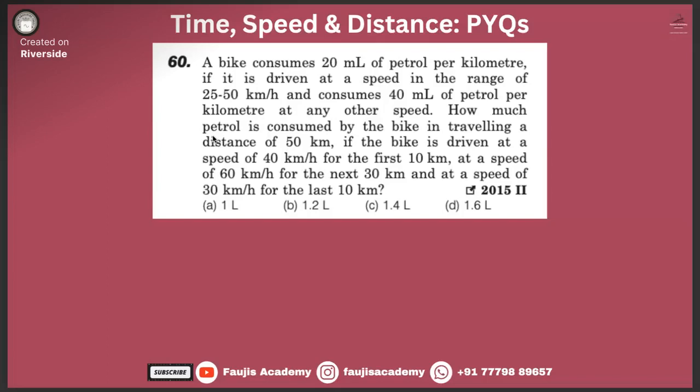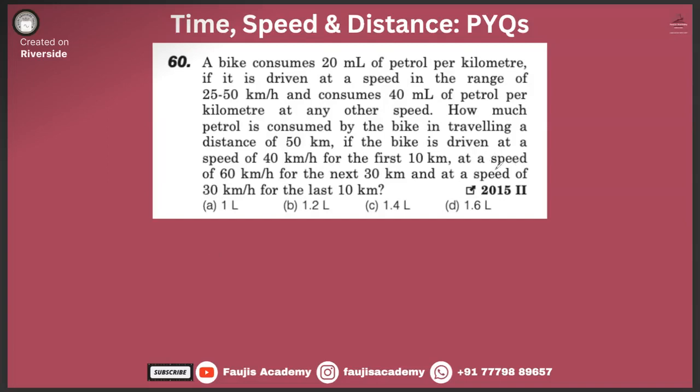Okay, sir. A bike consumes 20 ml of petrol per kilometer if it's driven at a speed in the range of 25 to 50 km per hour and consumes 40 ml of petrol per kilometer at any other speed. How much petrol is consumed by the bike in traveling a distance of 50 km if the bike is driven at the speed of 40 km per hour for the first 10 km, at the speed of 60 km per hour for the next 30 km, and at the speed of 30 km per hour for the last 10 km. Easy one. It just only looks big.